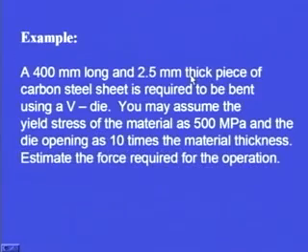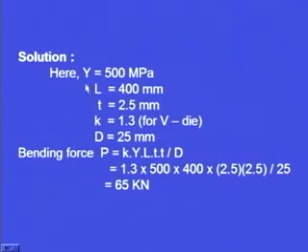So, what are the things that have already been given to us? That is the yield stress of the material. What is the yield stress of the material? That is 500 megapascal. So, yield stress is designated by Y, that is 500 megapascal. Then the length is given as 400 millimeters. Thickness is given as 2.5 millimeter, that has already been given in the example. Then we have been given that we are going to perform this bending operation using a V type of die. So, the value of K for V type of die is 1.3.